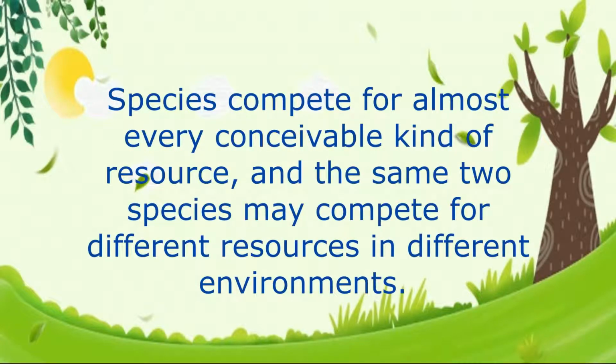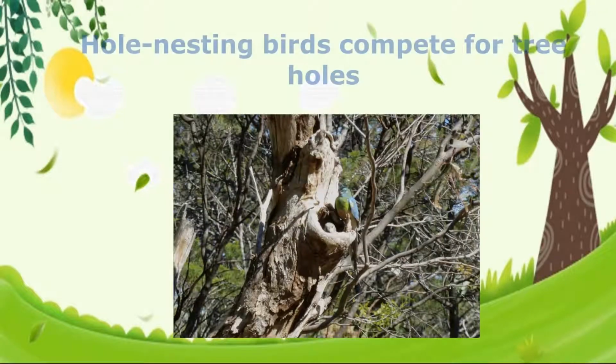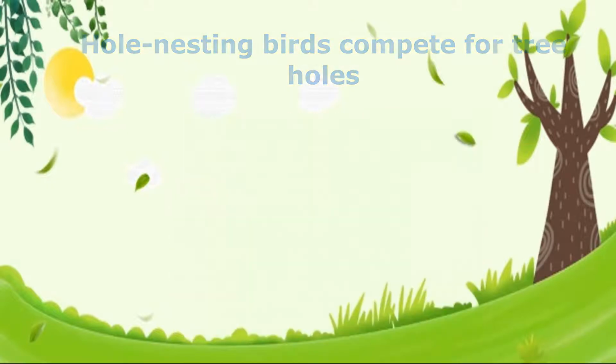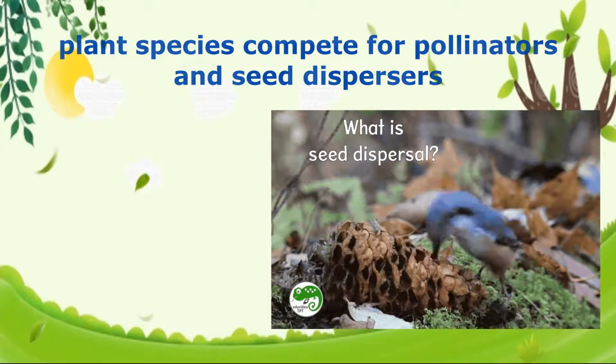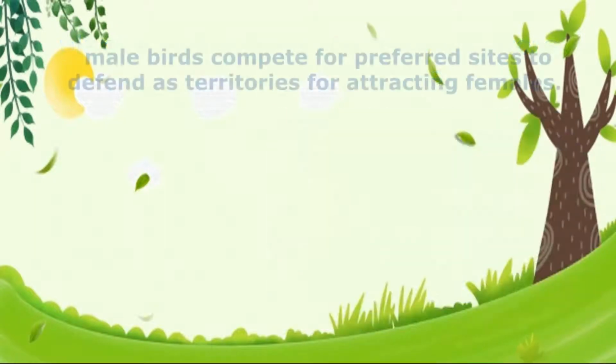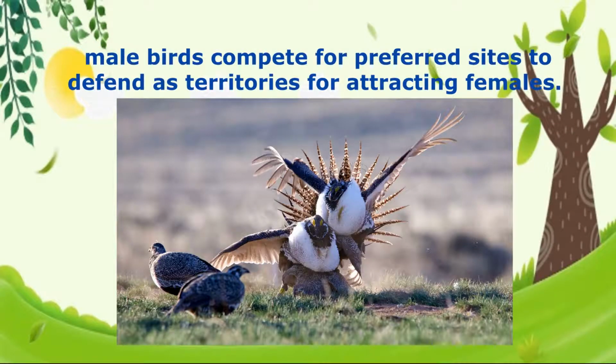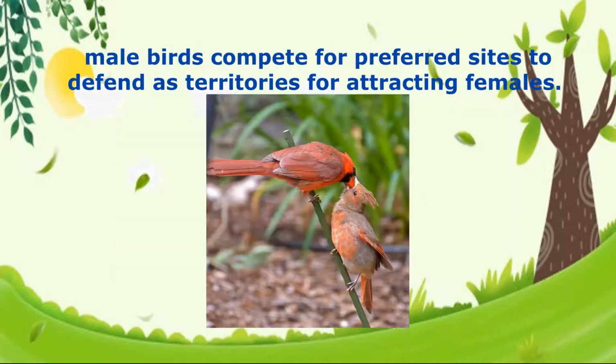Species compete for almost every conceivable kind of resource, and the same two species may compete for different resources in different environments. Examples are hole-nesting birds competing for tree holes. Plant species compete for pollinators and seed dispersers. Male birds compete for preferred sites to defend as territories for attracting females.